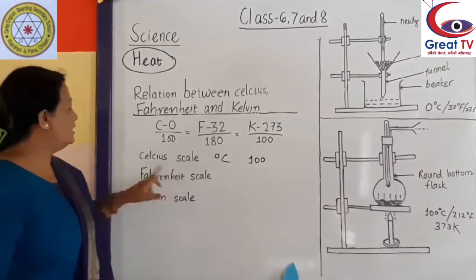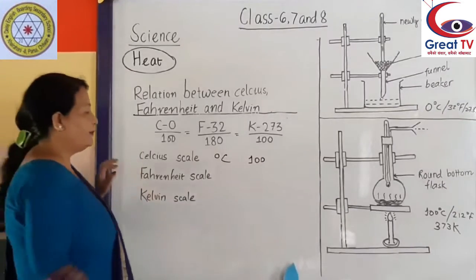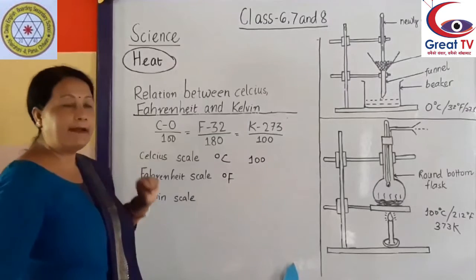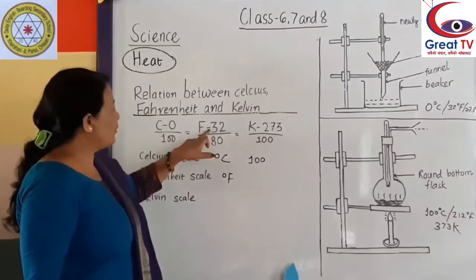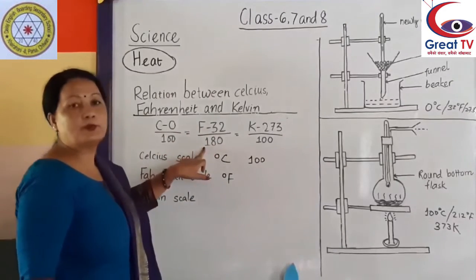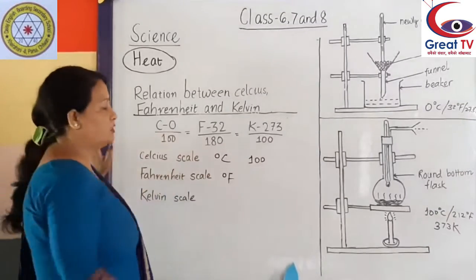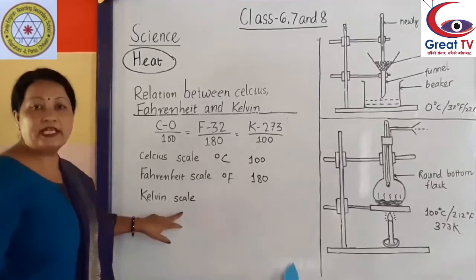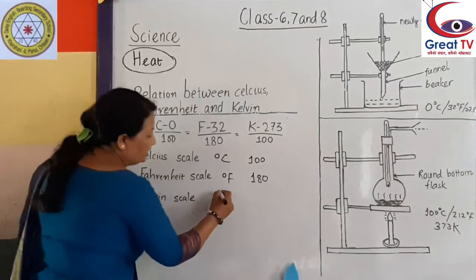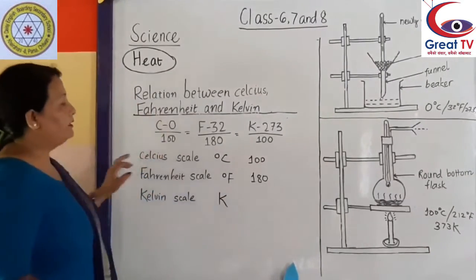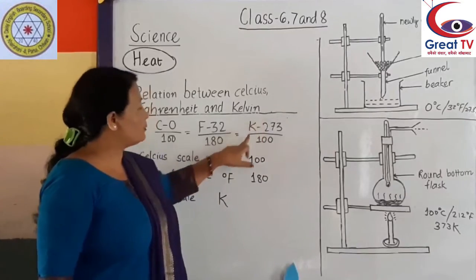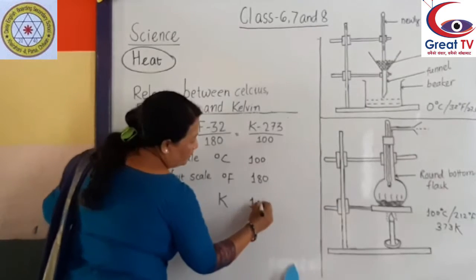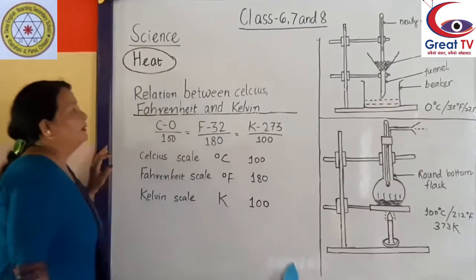Fahrenheit scale. In the Fahrenheit scale, the temperature is measured in degrees Fahrenheit. The gap between the lower fixed point and the upper fixed point is divided into 180 equal parts. In the Kelvin scale, the temperature is measured in Kelvin, and the gap between the lower fixed point and the upper fixed point is divided into 100 equal parts.